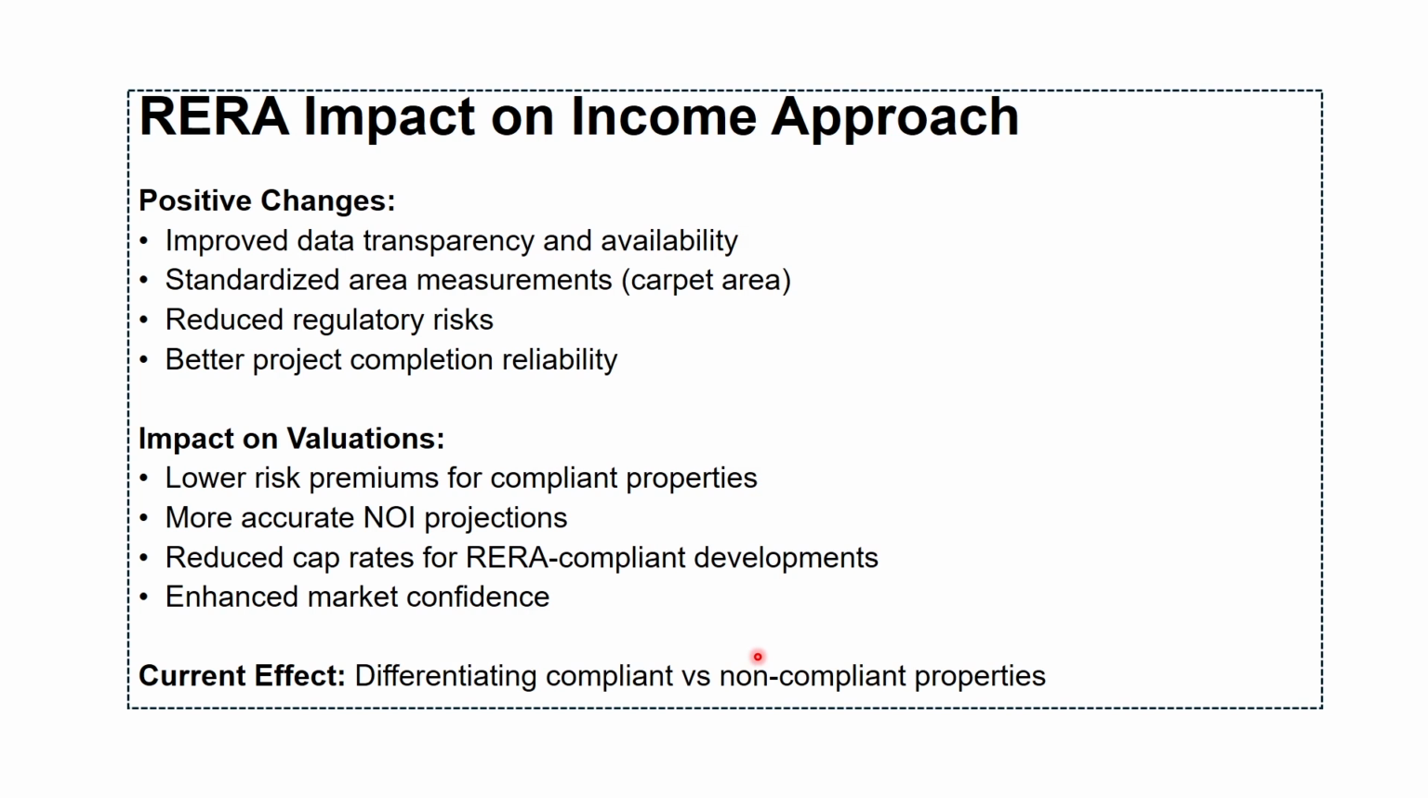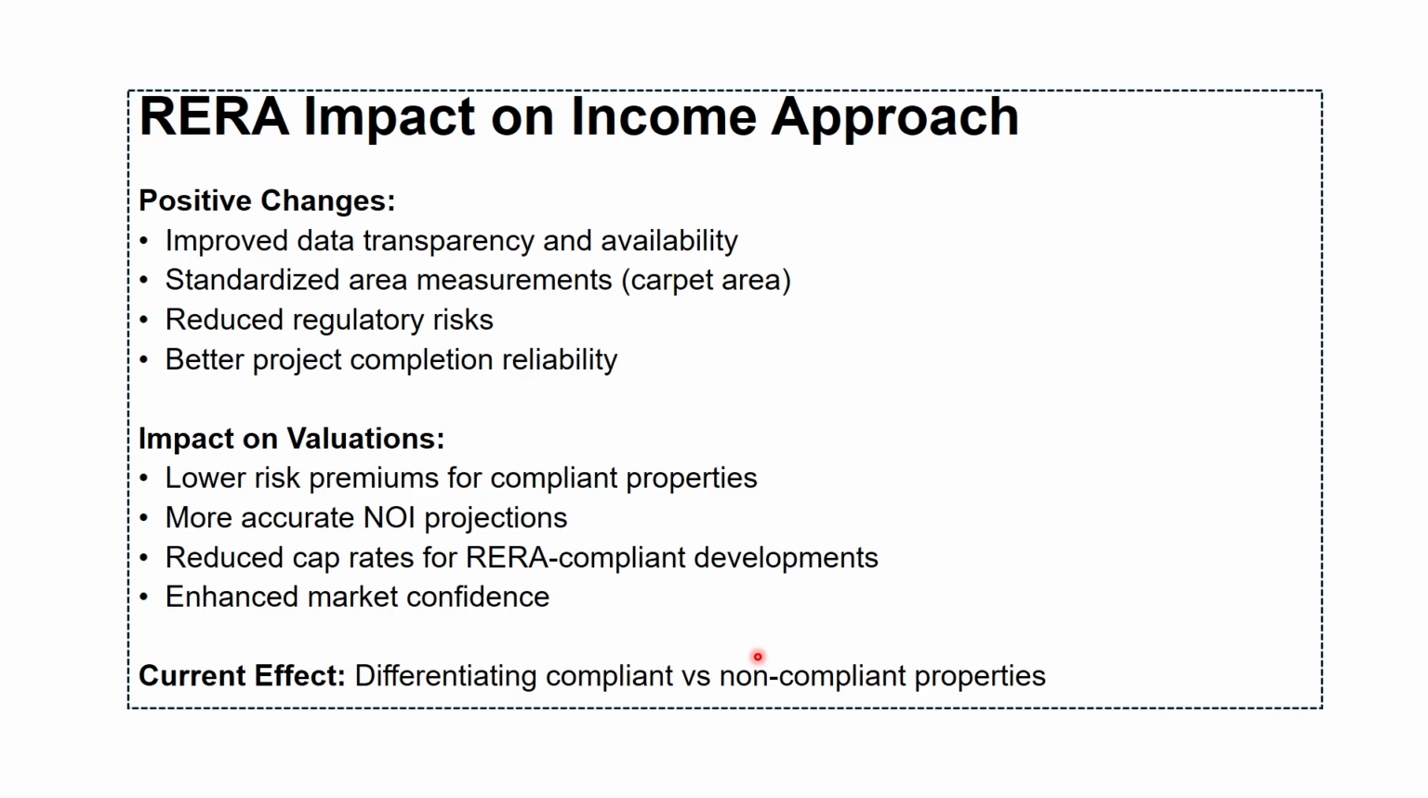So, we are seeing certain positive changes, improved data transparency and availability. The data is now more transparent and available because of the rules and regulations of RERA. We have a standardized area measurement, carpet area, which has been brought in. Earlier there were multiple ways to look at area, like built up area and super built up area. So, there was always confusion about how the developer or the transaction was considering the area, whether it was carpet area, built up area or super built up area. But now it is uniform, it is carpet area for everyone. Then there is reduced regulatory risk, more transparency, and better project completion reliability, because now everything has to be reported.